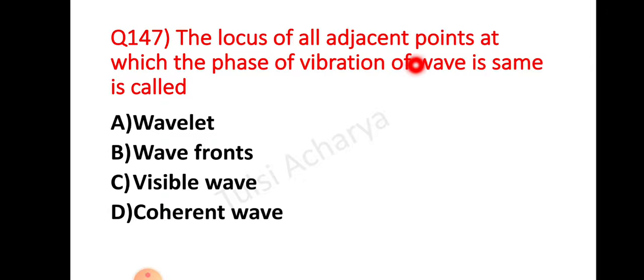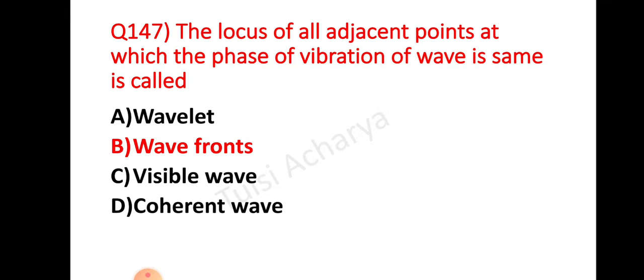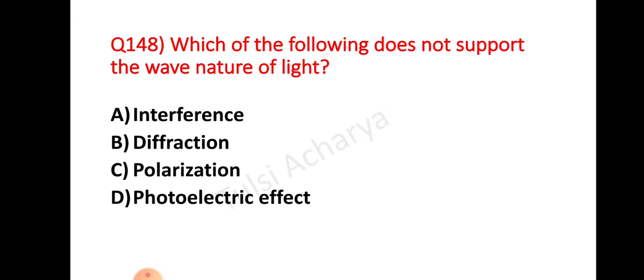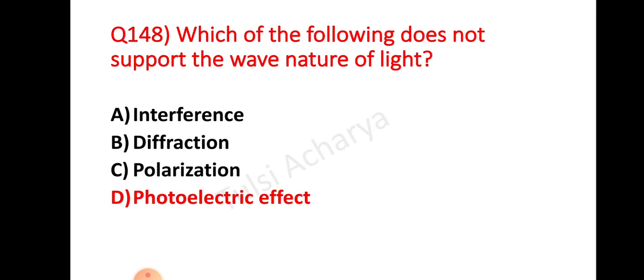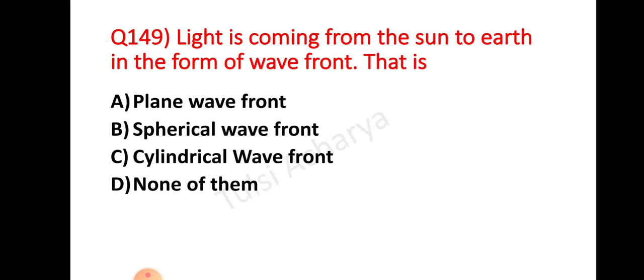The locus of all adjacent points at which the phase of vibration of wave is same is called wave fronts. And there are different types of wave fronts. Which of the following does not support the wave nature of light? We know that interference, diffraction and polarization are the result of the wave nature of light. They support the wave nature of light, but photoelectric effect does not support the wave nature of light.